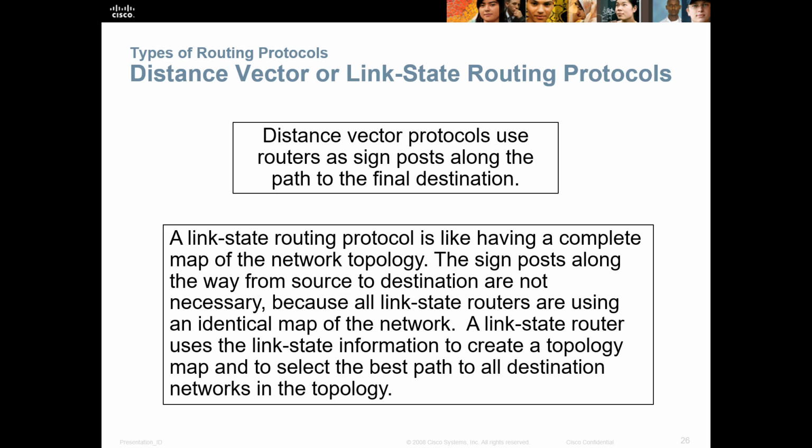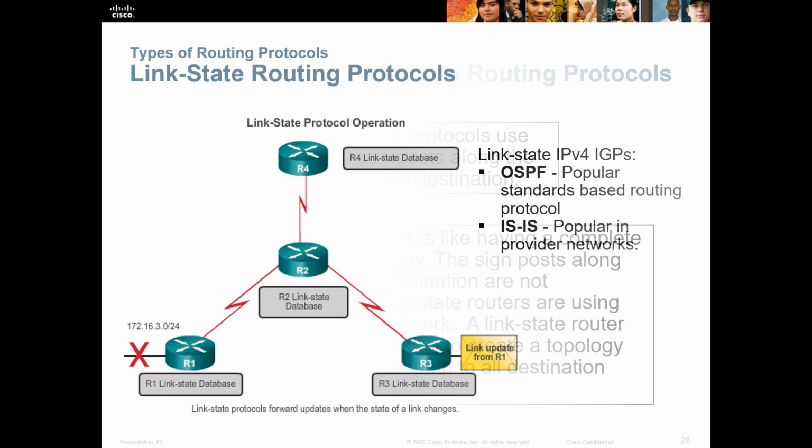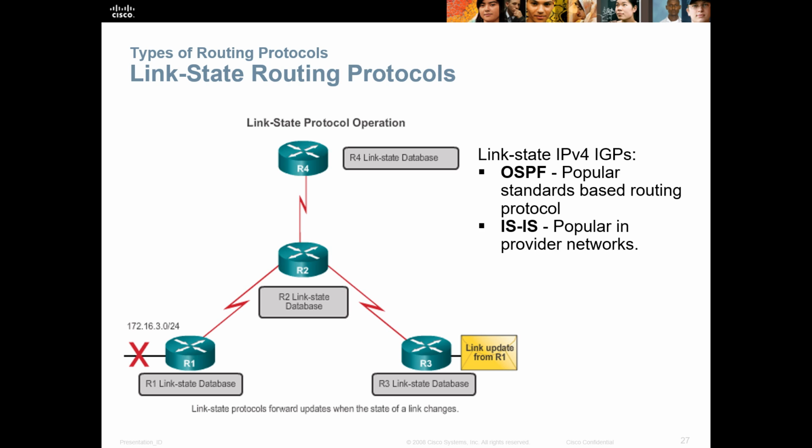So distance vector protocol uses routers as a signpost along the path to the final destination, as opposed to link state. Link state routing is like having a complete map of the network topology, and the signposts along the way from source to destination are no longer necessary, because with link state, all routers know about everyone else. So link state routing protocols are going to be OSPF and IS-IS. And again, link state knows about all of the routers all the way across.